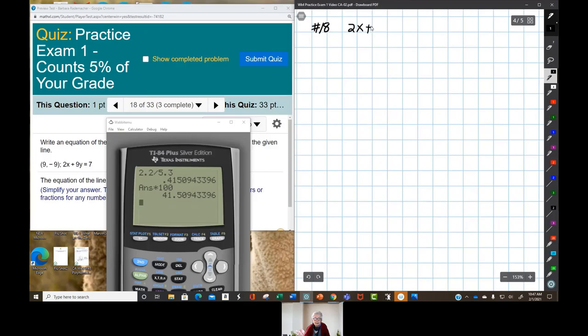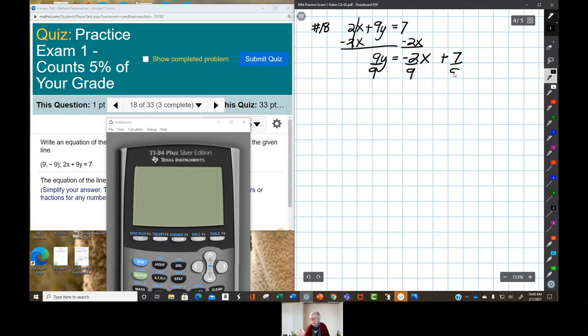2x + 9y = 7. You always have to find the slope of the given line. It's there for you to find the slope. So I'm going to subtract 2x and subtract 2x. So I'll have 9y equals negative 2x plus 7. And then divide by 9, divide by 9, divide by 9.